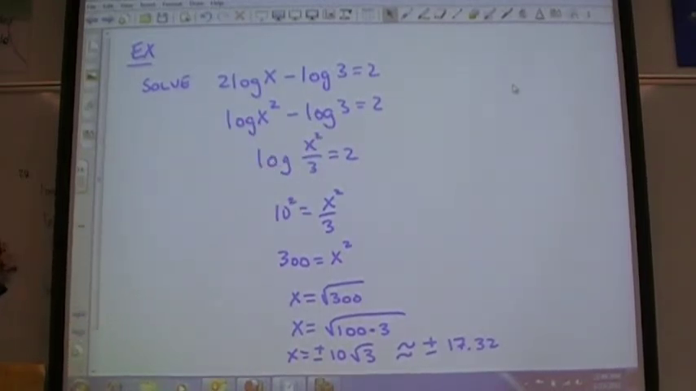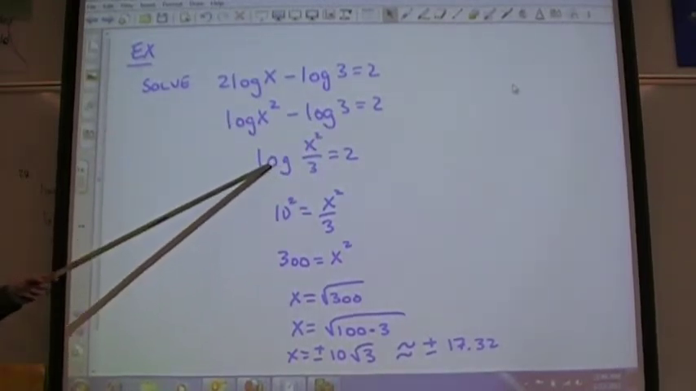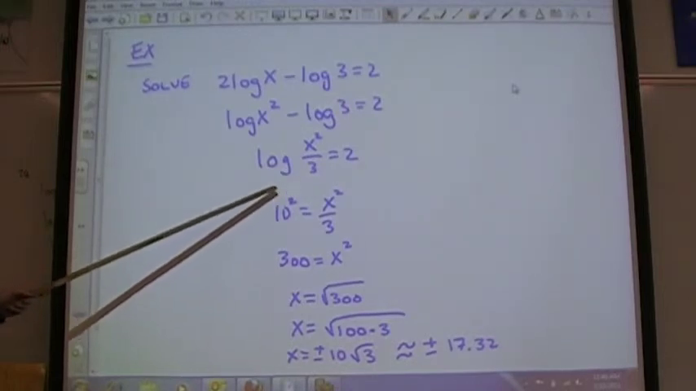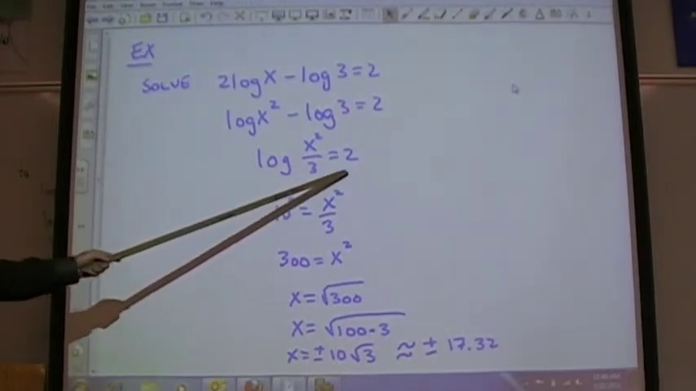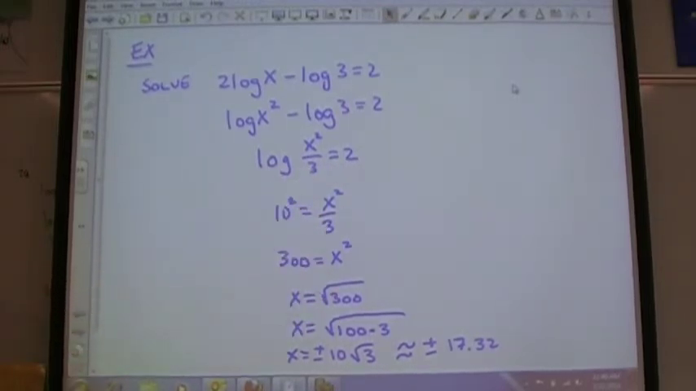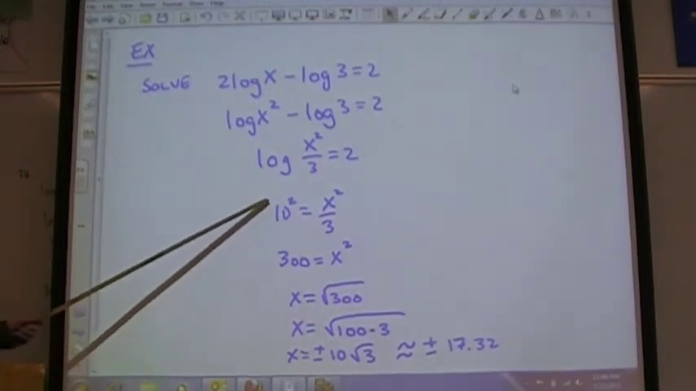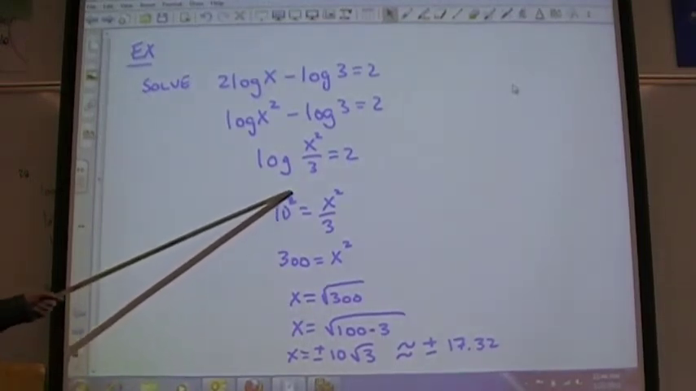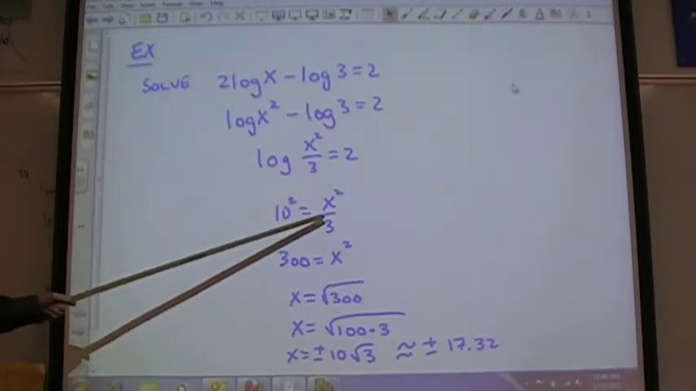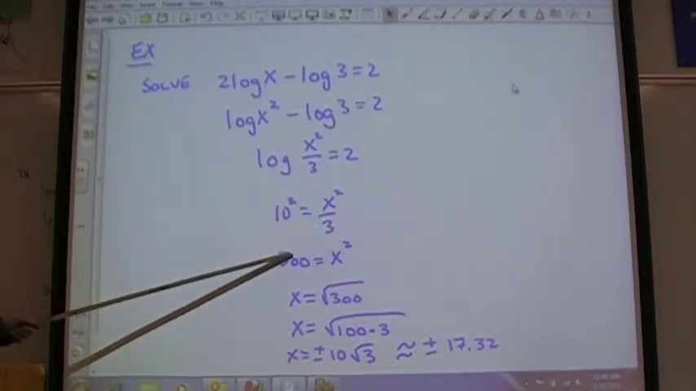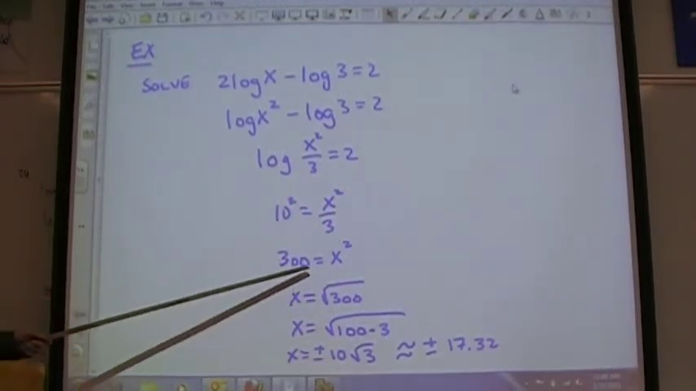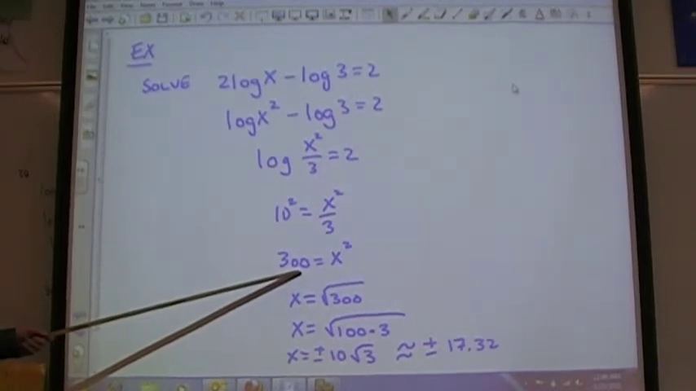Now, just like we did in the previous problem, what's your base number? 10. So put it in exponential form. 10 squared equals x squared over 3. What is 10 squared? 100. And when you cross multiply in this case, you get 100 times 3, which is 300, equals x squared. Question so far?